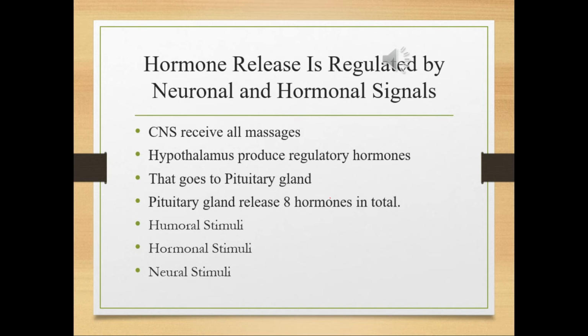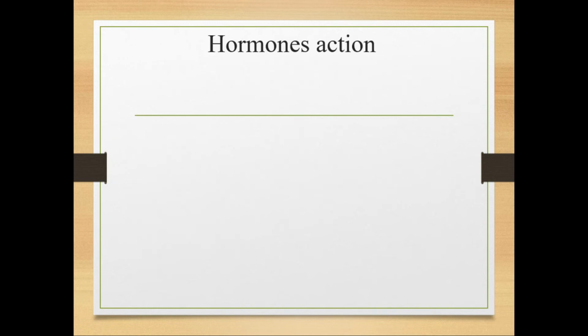Next comes neural stimuli, the third type of stimulus. In some cases, the nervous system directly stimulates endocrine glands to release hormones, which is referred to as neural stimuli. Recall that in a short-term stress response, the hormones epinephrine and norepinephrine are important for providing the bursts of energy required for the body to respond.